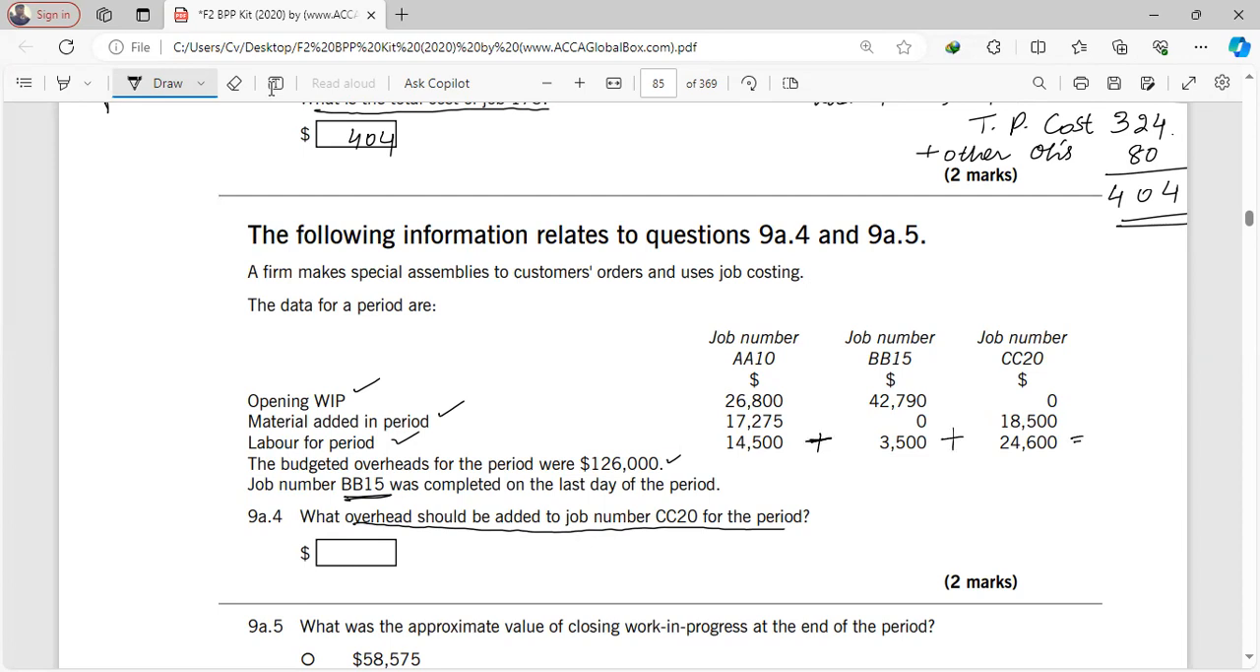So add all these labor costs, 14,500 plus 3,500. So the sum is 42,600. Overheads are 126,000. So first of all, we will calculate OAR per $1, which is equal to 126,000 divided by 42,600. 2.957746 is the OAR per $1.